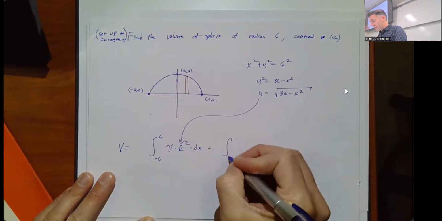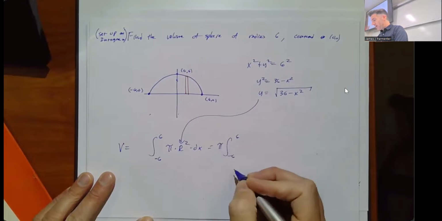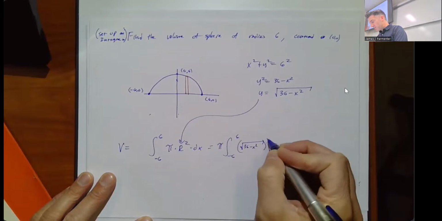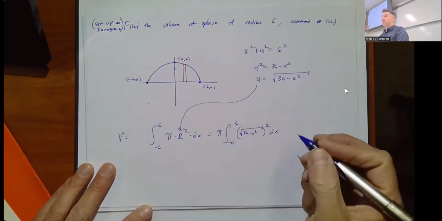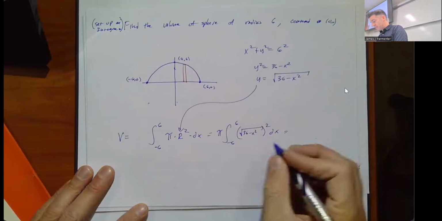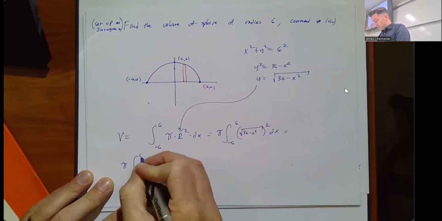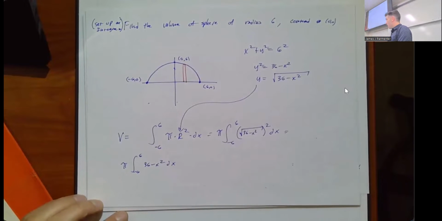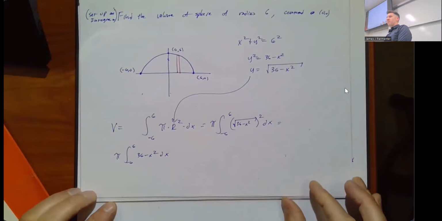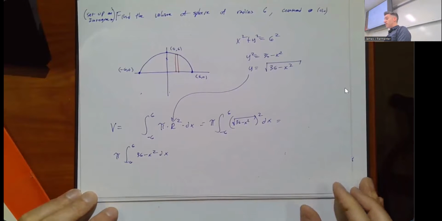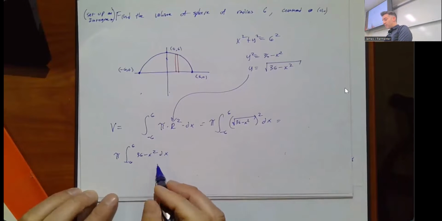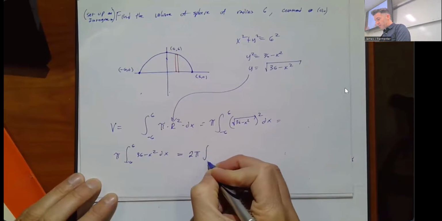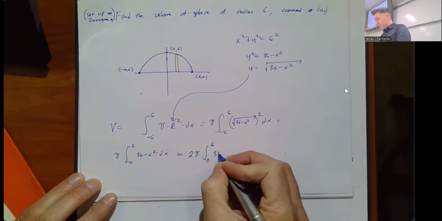And look how nice this turns out. It's the integral from -6 to 6, bring out the pi, and I've got the square root of 36 minus x squared, squared, which is just going to be 36 minus x squared. That comes out real nice. -6 to 6 of 36 minus x squared dx. I'm going to do one thing, not because I really want to, just to show you that people do it. Instead of doing this, I'm going to write this as 2 pi times the integral from 0 to 6 of 36 minus x squared.